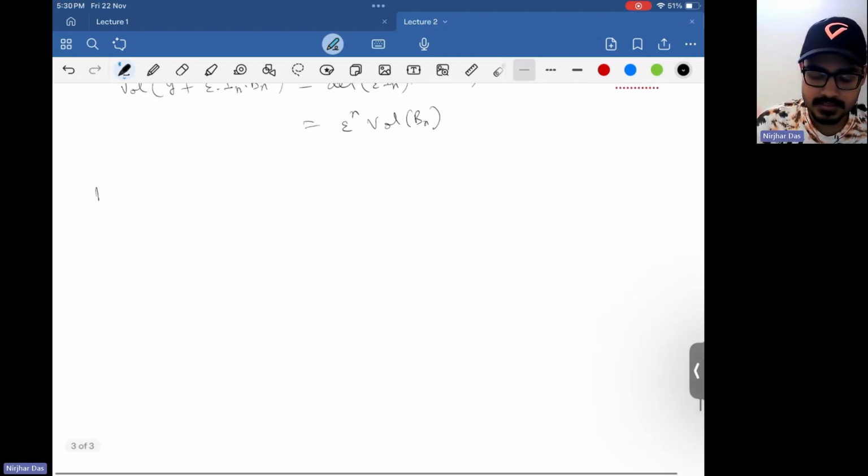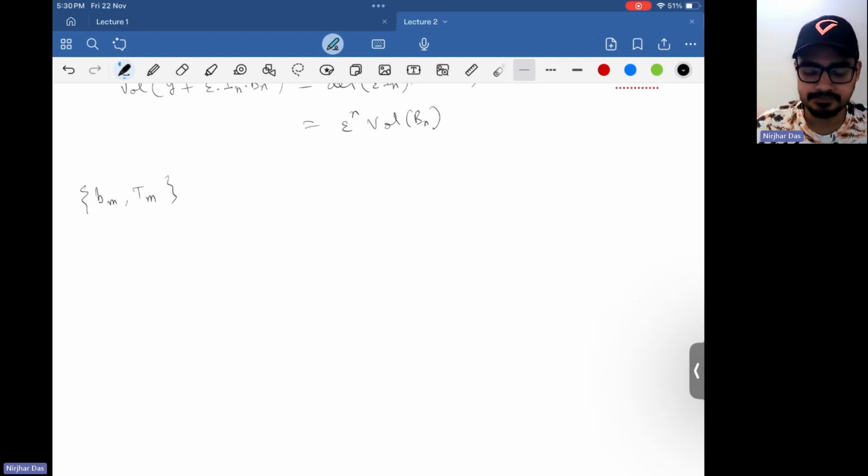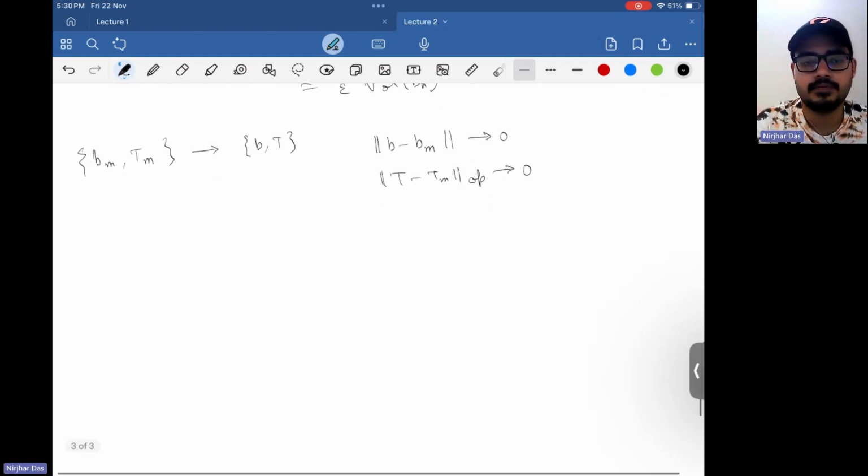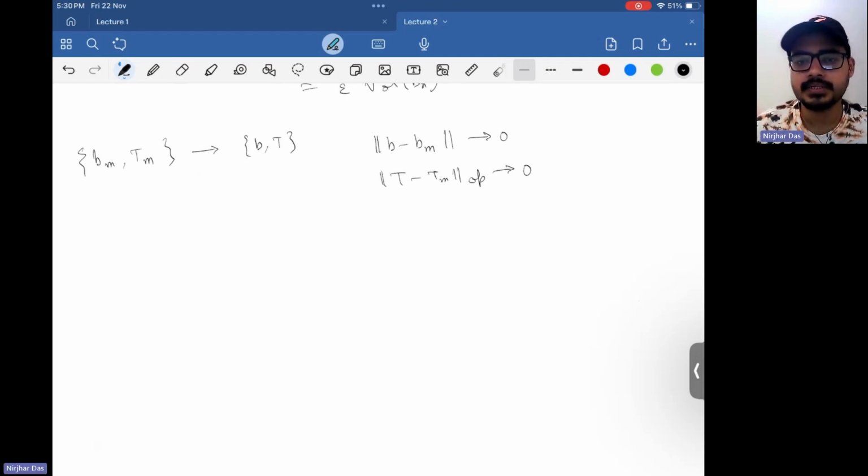So imagine there's a sequence Bm, Tm, right? This is a sequence of B and T that tends to B comma T. And this tends basically means that the norm of B minus Bm goes to 0 and T minus Tm goes to 0 in the operator norm, right? And therefore, now what can we say about this?